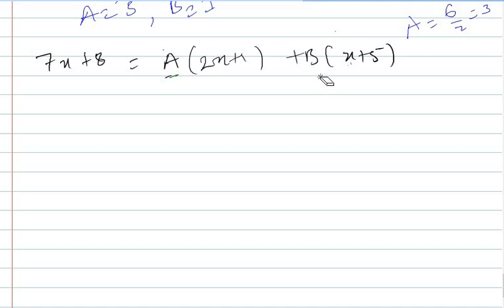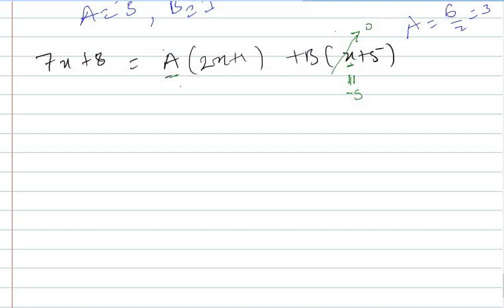So let's find the number. Here we have x plus 5. If x is minus 5, then minus 5 plus 5 is 0, then 0 times B is 0, so B goes. So x equals minus 5 makes this term go. You can choose either A or B to go to 0.